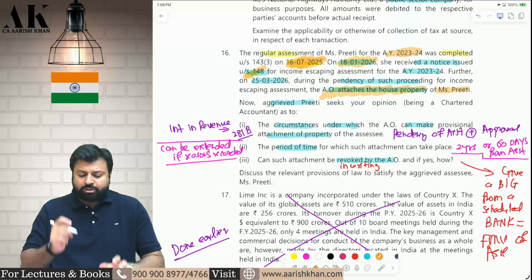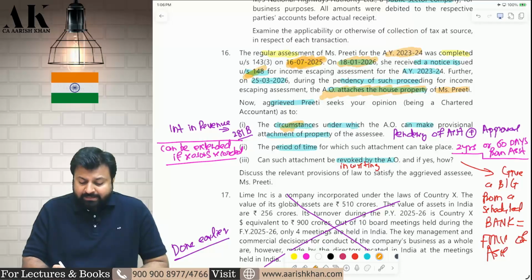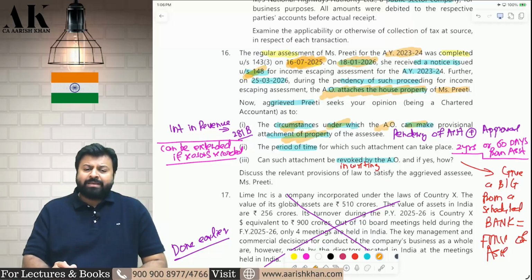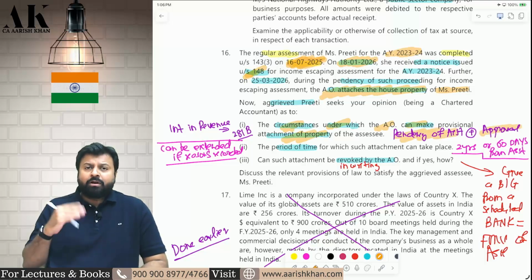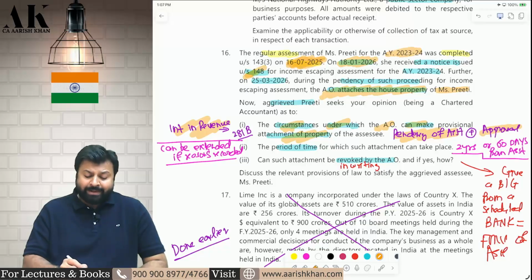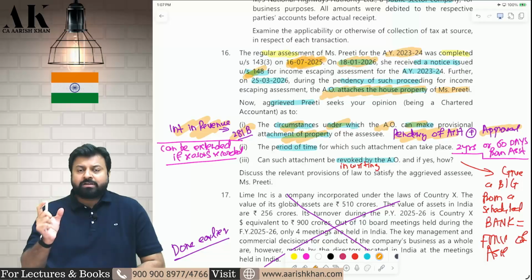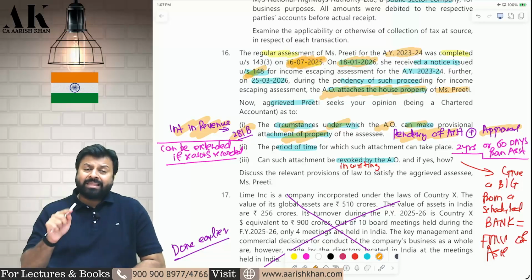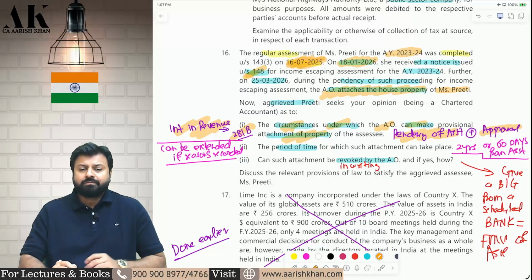Now we need to answer three questions. First, the circumstances under which the AO can make provisional attachment of the property. So 281B says that if there is a pendency of assessment and if the officer has taken approval from the Principal Director General, Principal Chief Commissioner, etc., and it is in the interest of the revenue to protect the revenue of the government, then they can do provisional attachment under 281B. So three conditions have to be fulfilled. First of all, there has to be a pendency of assessment. Secondly, they have to take approval from a higher authority, and then they should have an opinion that it is in the interest of the revenue.